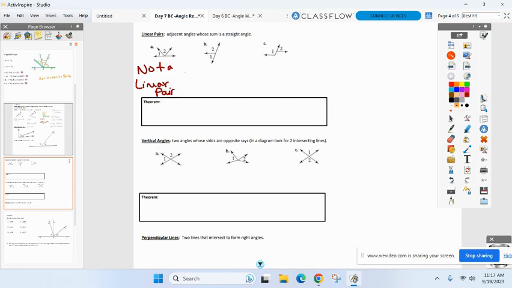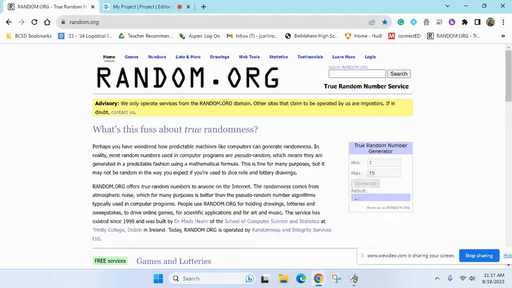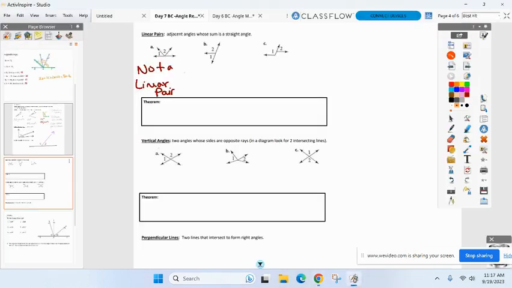How about B? Does that look like a linear pair? What do you think? Yes or no here? Linear pair? Matt? Yep, they are. They are.